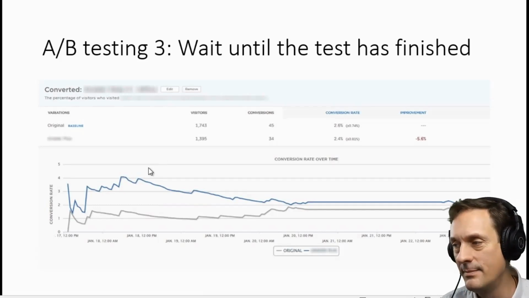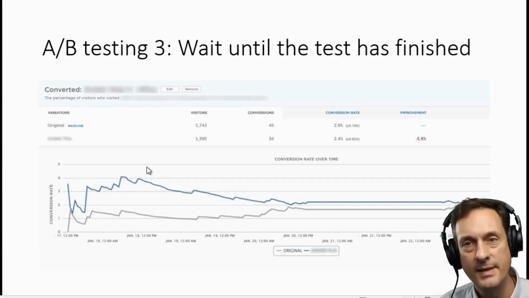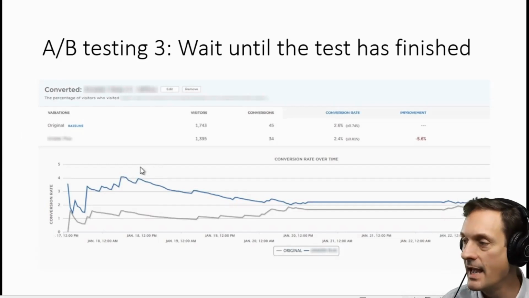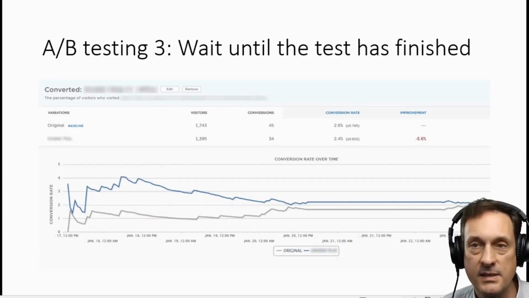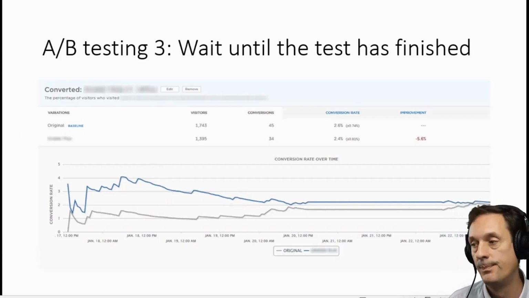But over time, it reverts to the mean. And we see that the two get closer and closer and sort of stay the same. And by January 22nd, January 23rd, gray has basically tied or even overtaken blue.